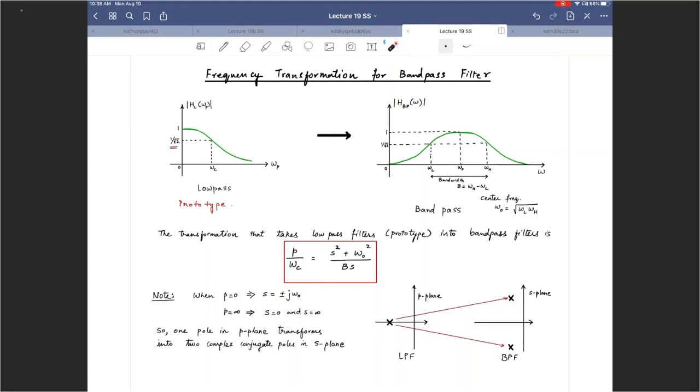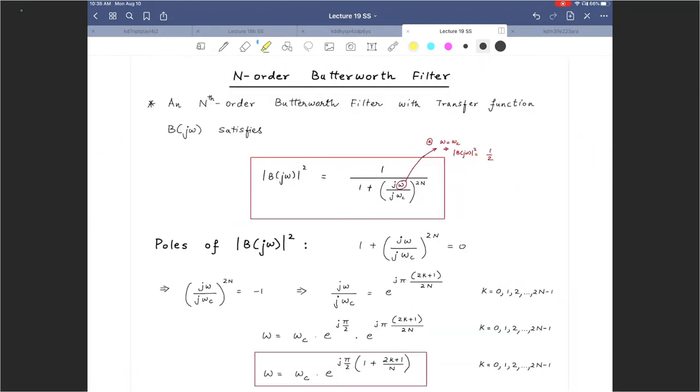Omega sub c is the cutoff frequency of the prototype low pass filter. So you are starting with a prototype low pass filter. We already have that designed: an Nth order Butterworth low pass filter of a certain cutoff frequency. Which means that we have already figured out what is B of j omega, and we know where all the poles are located. Suppose we are already there.